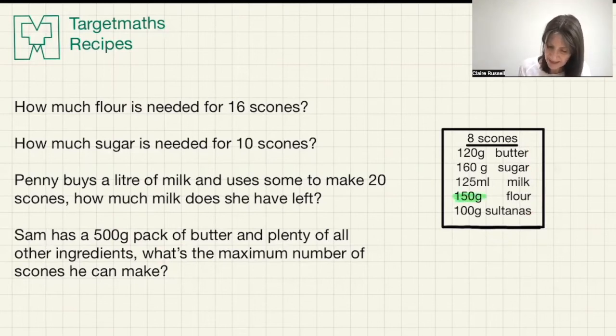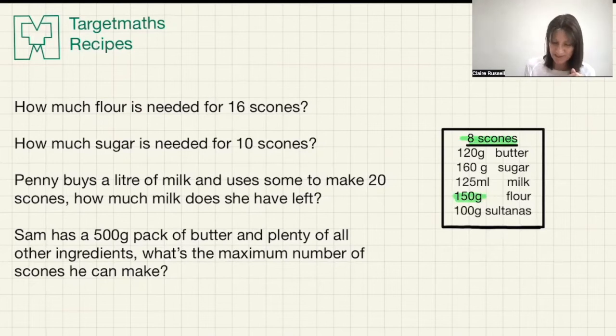So I'll just highlight that. 150 grams of flour makes 8 scones. That is my fact. So that is what will go in aside. I can't change that. That's an absolute fact. So that is what will go into my box and label side by side.